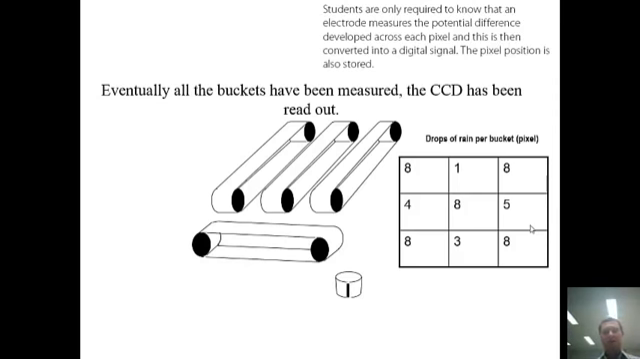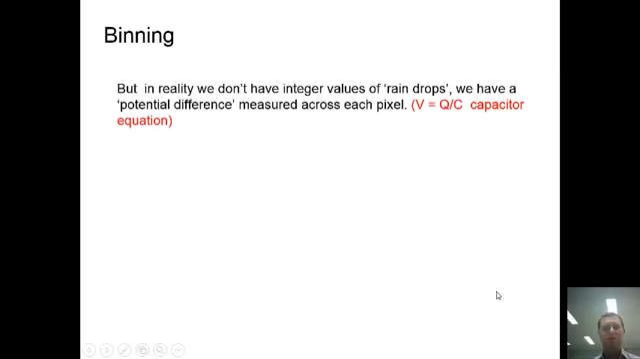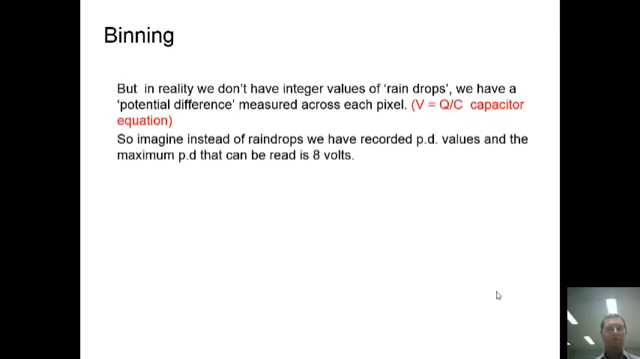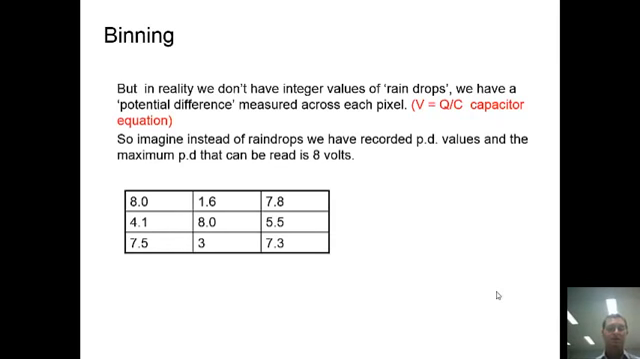Now, this gives me a series of values, and those values I can now use and read out because I can convert them into a digital signal, okay, which is really useful. In reality, we don't have integers of raindrops, we have just the potential difference measured across each pixel. So what we're able to do is measure the potential difference, and rather than raindrops, obviously we're talking about volts, which can be read. So we have a series of values here.